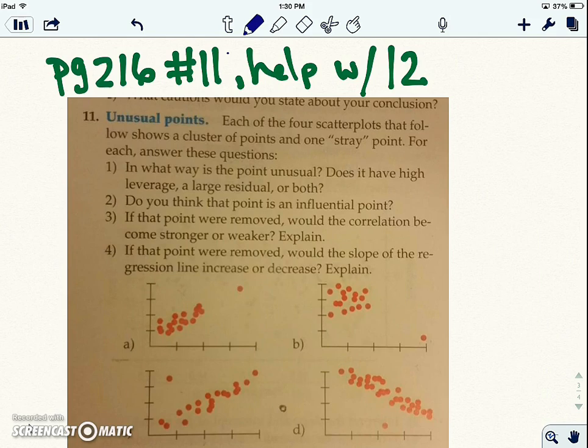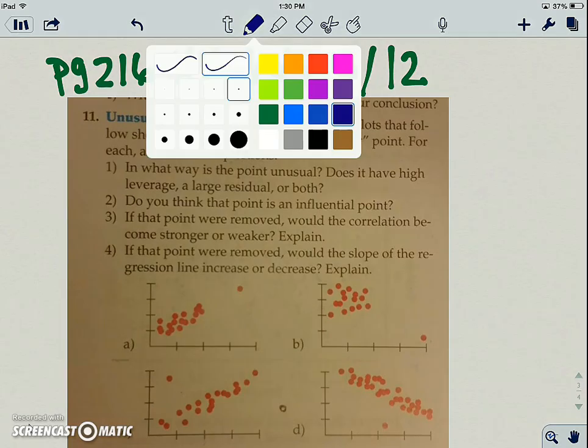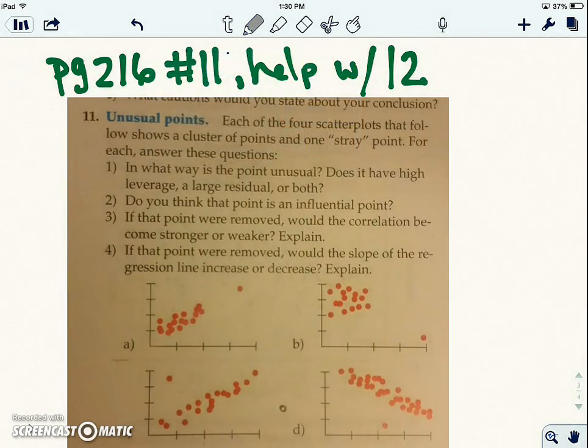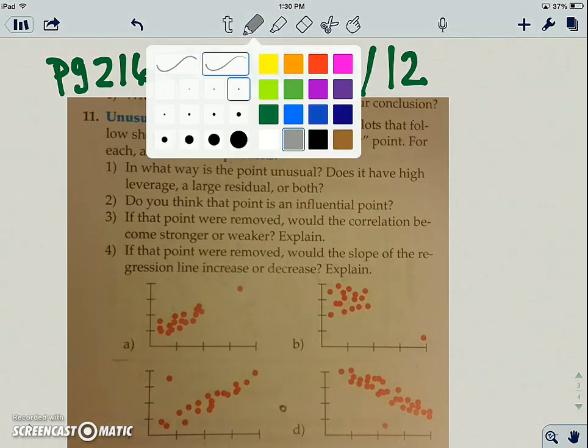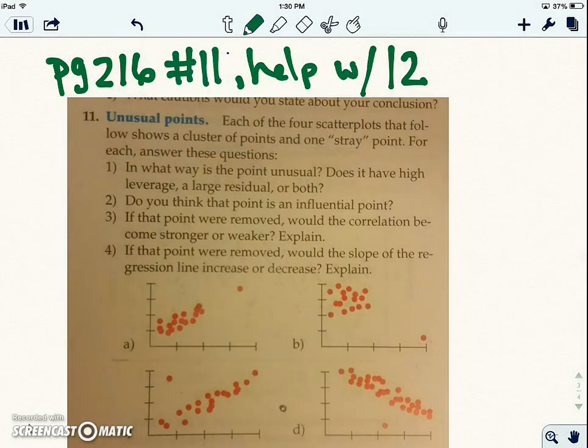So we've got these 4 scatter plots that show clusters of points and one straggler point, and we're going to answer these questions. In which way is this point unusual? Does it have higher leverage? Is it a large residual, or both? So for number 1, if you think about it, we should really try to draw the line of best fit in. So this is probably the line of best fit. Let's try that again. Okay, I bet you the average X is maybe over here somewhere because we've got so many. So the average X is probably right here.